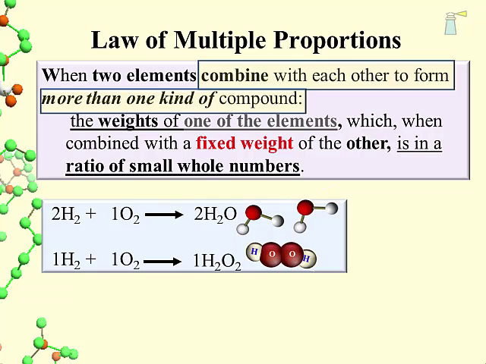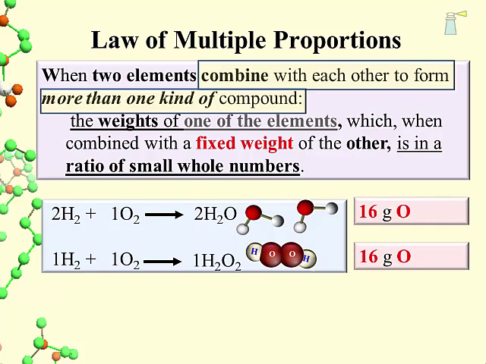Okay, now for that fixed weight part. We say that in both reactions, we start with 16 grams of oxygen. 16 grams of oxygen in the first reaction, and 16 grams of oxygen in the second reaction. That is our fixed weight of the other.